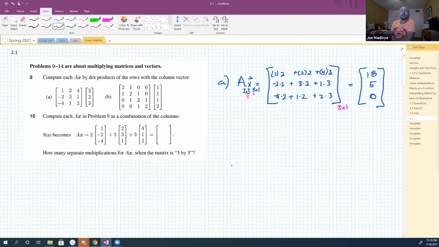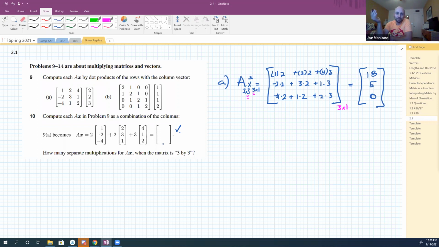Now, they're also telling me that in 9a, I should have gotten 2 times 1 plus 2 times 2 plus 3 times 4. You guys see how that gives me this exact same thing? So the answer here is like, check. Why? Right, this was kind of Jacob's original question. Why am I doing problem 10 if I already did problem 9? What's the difference?